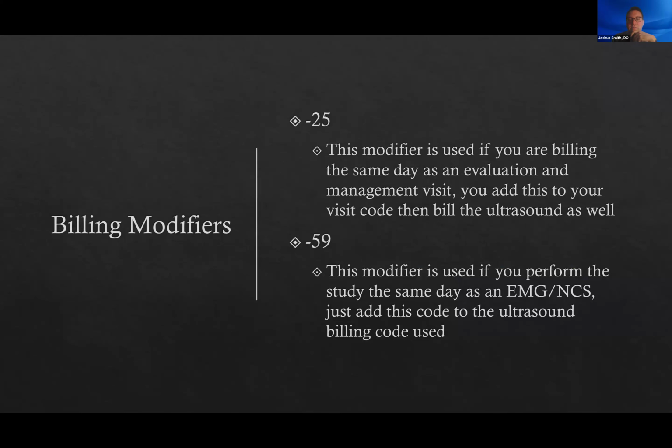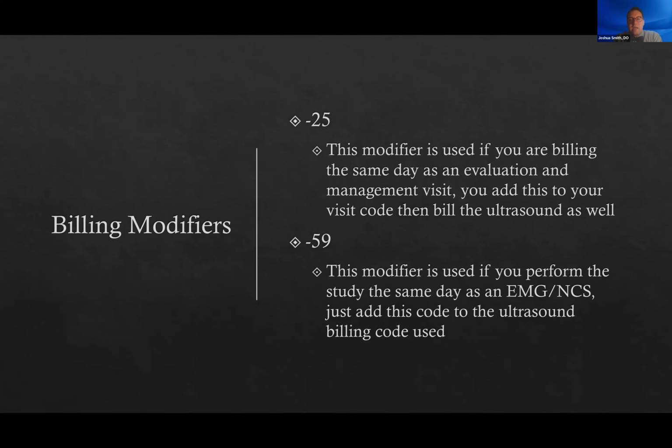And then let's talk about some billing modifiers. So these are common modifiers that you're going to run into and use, because unless you're doing it as a standalone test, a lot of times this is kind of a point of care addition, like I talked about. So this 25 modifier is going to be used if you're doing ultrasound on a patient that you did a visit code on. So let's say I saw somebody in the office and I'm talking to them, and I know they're going to get EMG, but I'm just curious maybe about, do they just have carpal tunnel syndrome? Can I take a quick look?